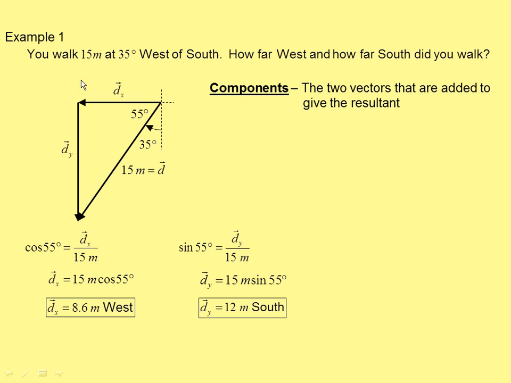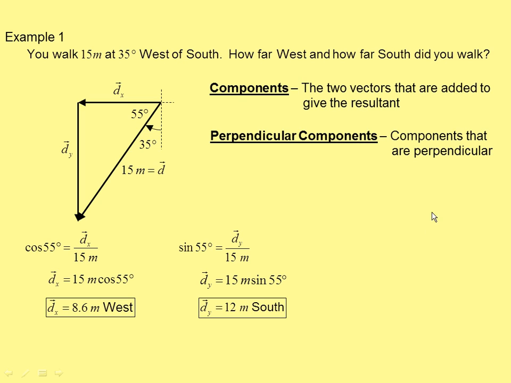And what's special about them? Well, the angle in between them is what's special. West and south are, of course, perpendicular to one another. So these are known as perpendicular components. Kind of a circular definition. These are components that are perpendicular. Because there's an infinite set of components.